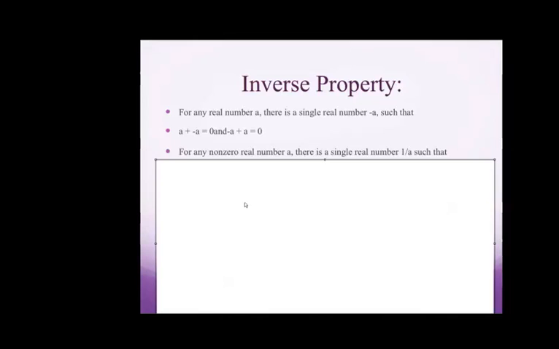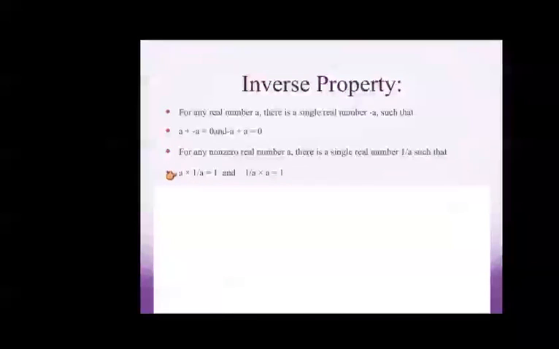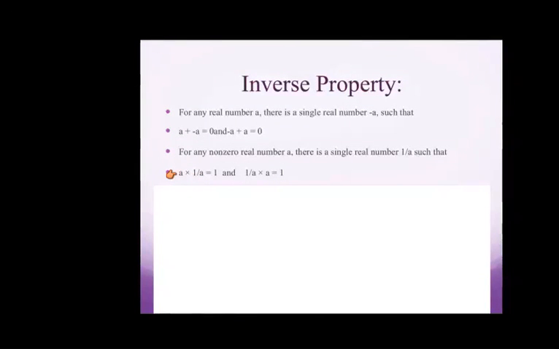The inverse property for multiplication states that for any non-zero real number A, there is a single real number 1 over A, so that when you multiply the two of them together, it equals 1. This is the inverse. You've also probably heard it referred to as the reciprocal. Instead of A, the reciprocal or the inverse would be 1 over A, and when you multiply them together, you would get A over A, which is equal to 1.